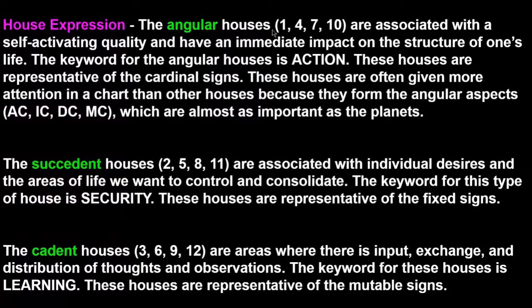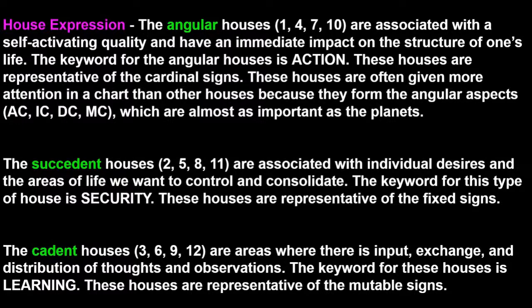So up here in the angular houses, we have action. In the succeeding houses, we have security. These houses are representative of the fixed signs. So the angular houses address the cardinal signs. These houses address the fixed signs, which means in the cadent houses, we have the remaining 4 houses. The key word is learning, and they are representatives of the mutable signs.